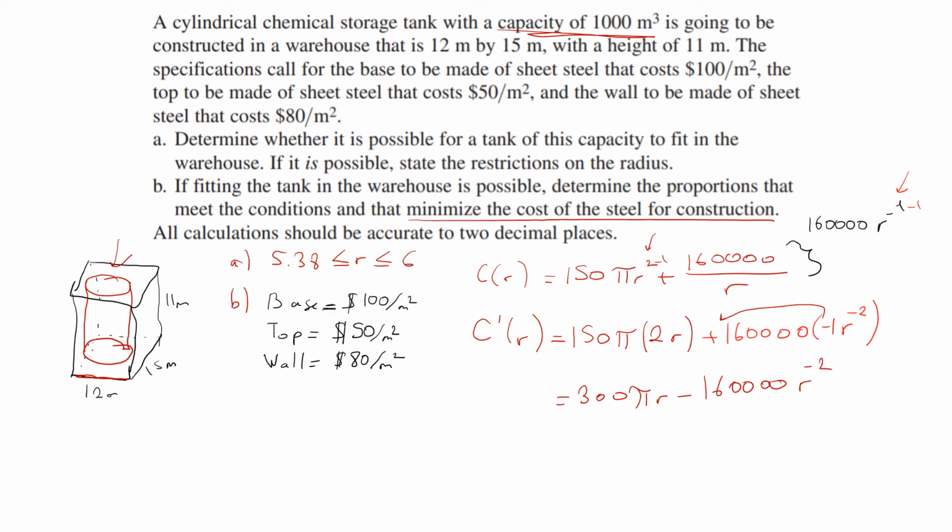Now what I'm going to do here is equal this function to 0, which we did before, to find the minimum. So I'm going to send this one to the other side, so I will end up getting 300 pi r equaling to 164 divided by r squared. So I put that r to the -2 to the bottom to make it easier on us.